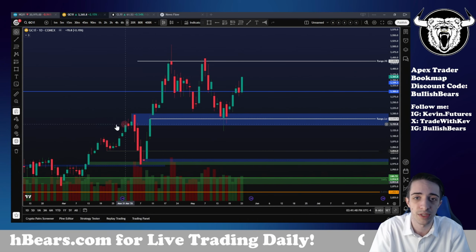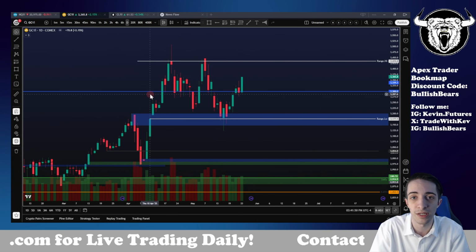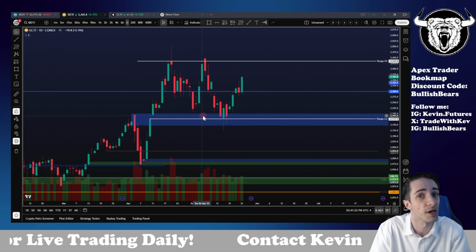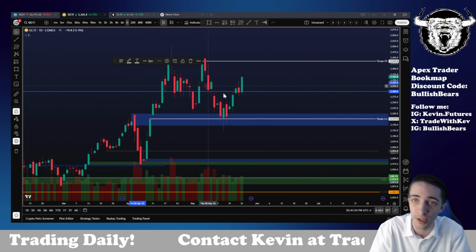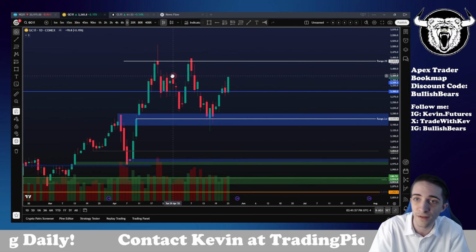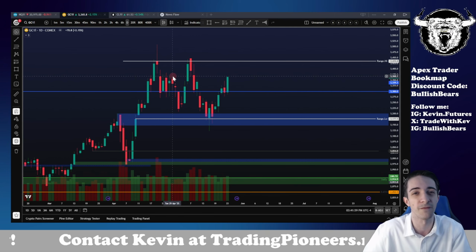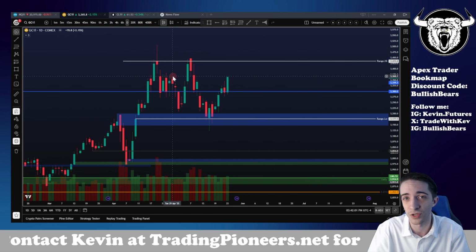And we see that this was an area of resistance. We broke it and it worked as support, right? It found the bottom of our range. Our range high is up here around 34.45, 34.35, and our range low is 31.77.